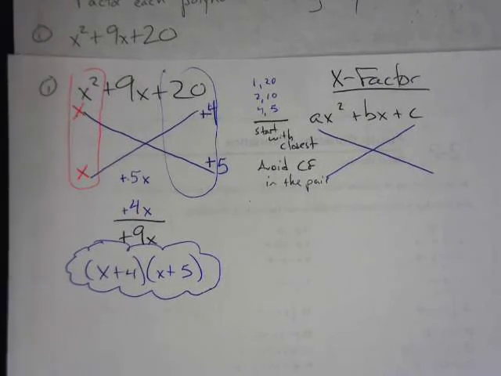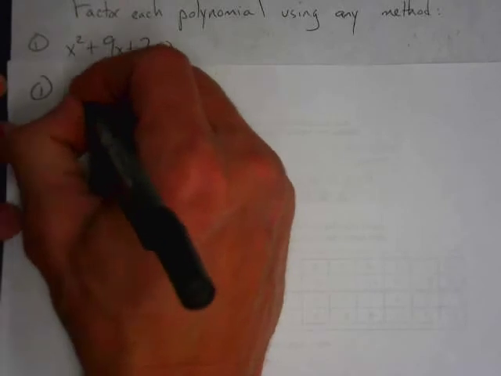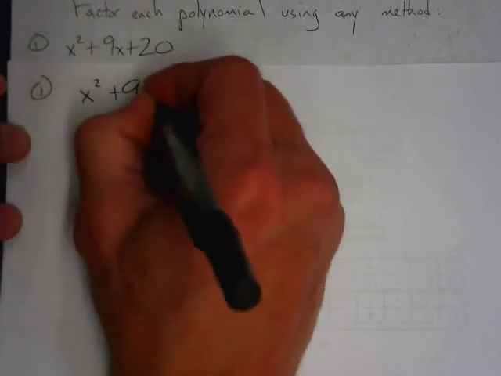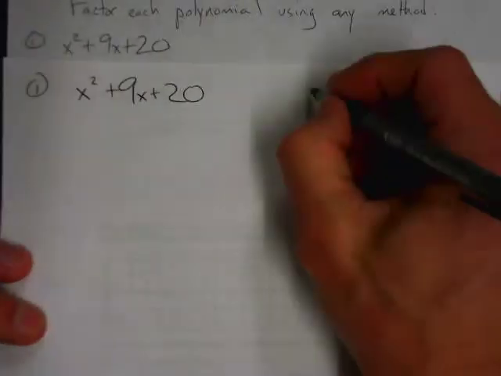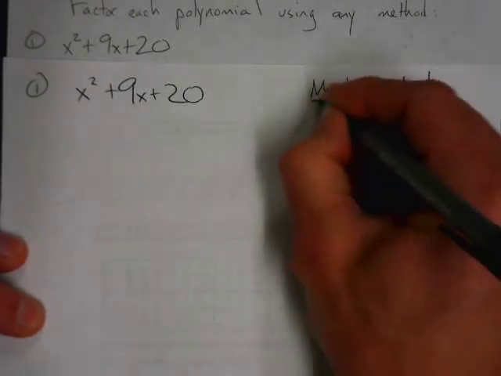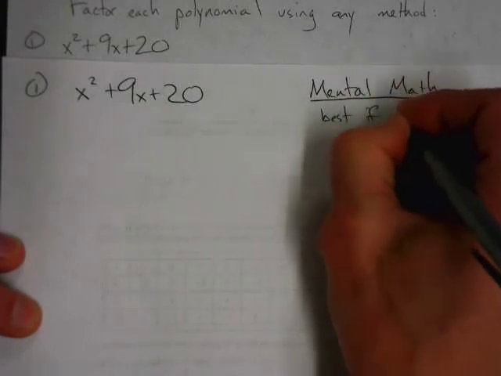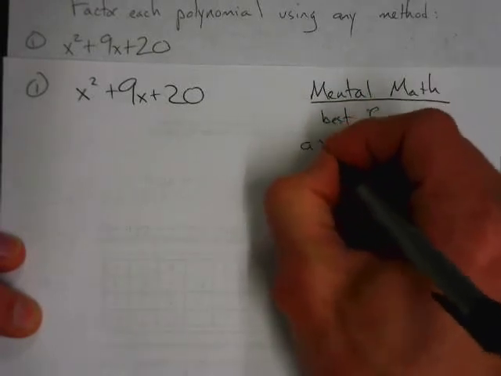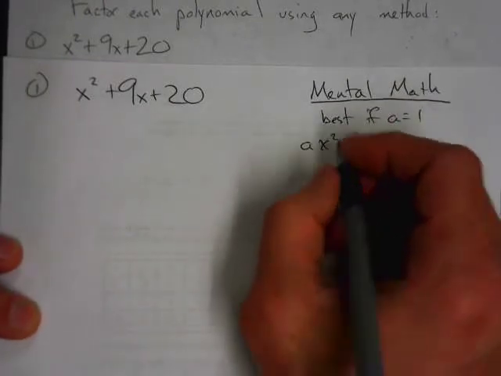There's one more way I'll show you, and then we'll knock out these polynomials. We'll start with number 1, and it's a mental math way. The mental math way works best if a is equal to 1 in the model ax squared plus bx plus c. Well, it can work all the time.